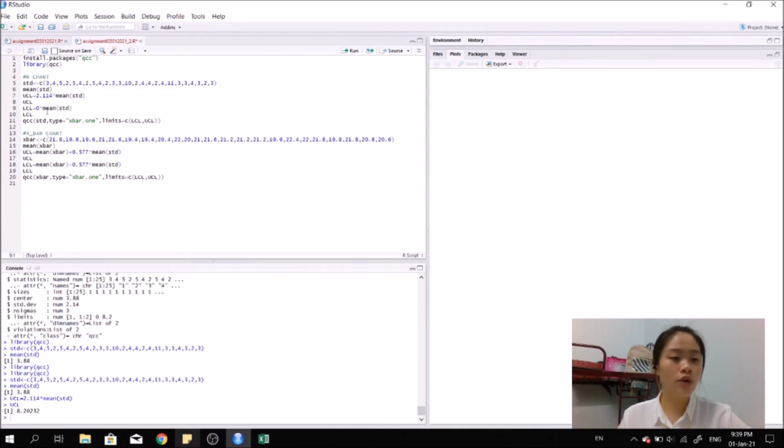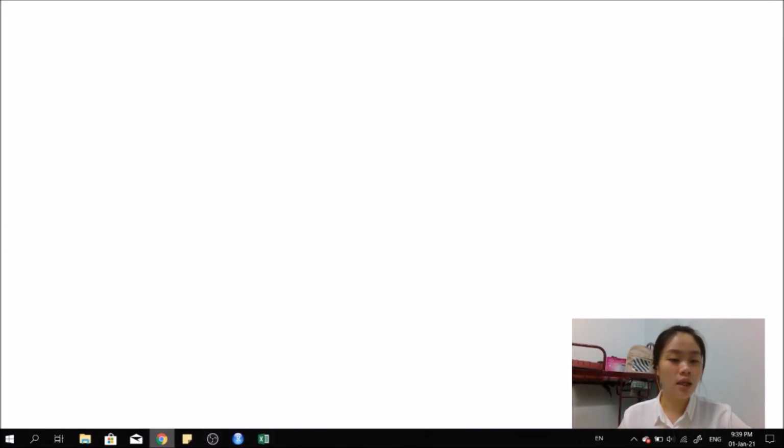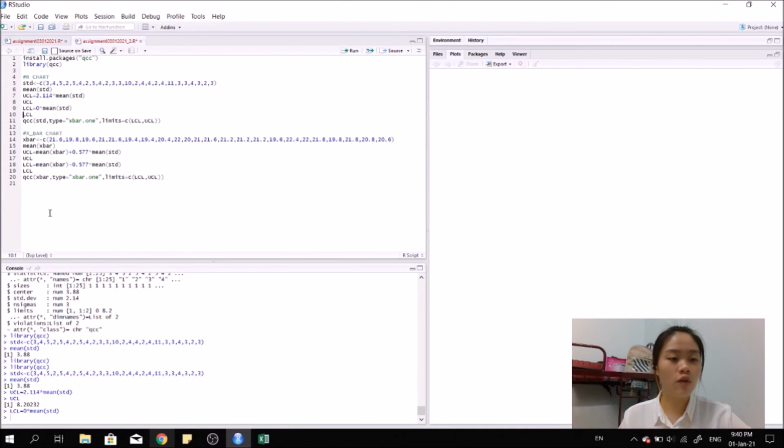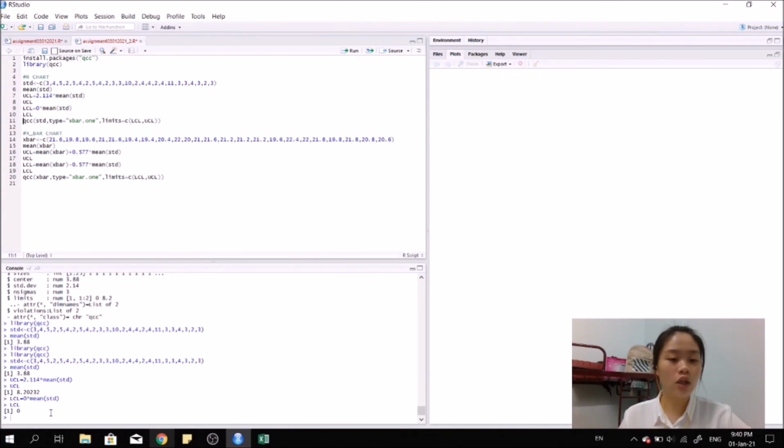So the lower control limit is D3 times bar R, equal to 0 times bar R. We write the formula, and then we run again. The lower control limit is equal to 0. Now our upper control limit, control limit, and lower control limit are found, so we can plot our R chart now. This is how to plot an R chart in the R programming.